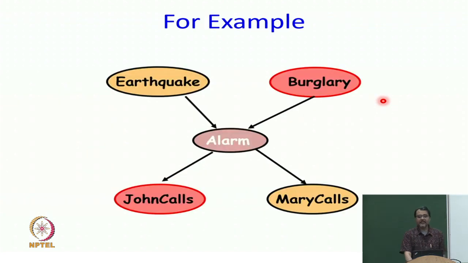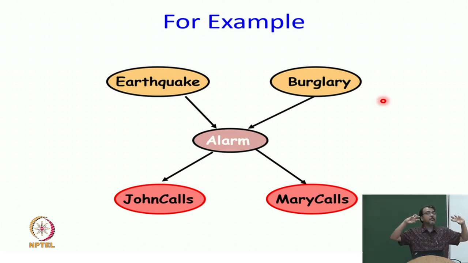Let us look at the second case. The second case is what is called the diverging connection, and for that let us look at this specific example. Let us look at the triple John calls, alarm and Mary calls. This is what is called the diverging connection because they share the common parent. So, from one parent there are two diverging edges to two other nodes.